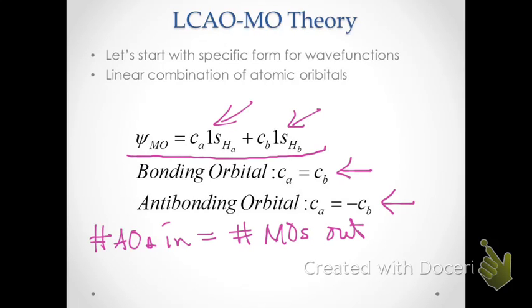So again, just to reiterate, the number of atomic orbitals in this case that we're using in a linear combination is 2, the 1s orbital on hydrogen A and the 1s orbital on hydrogen B, and we're going to get two molecular orbitals out, one in which the coefficients are the same, and one in which the coefficients have the same magnitude but opposite signs.